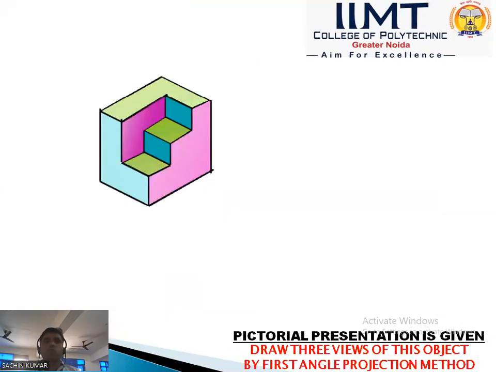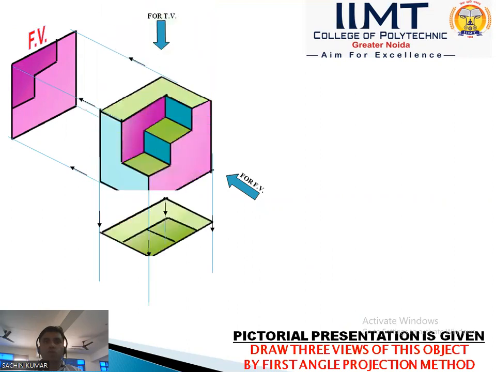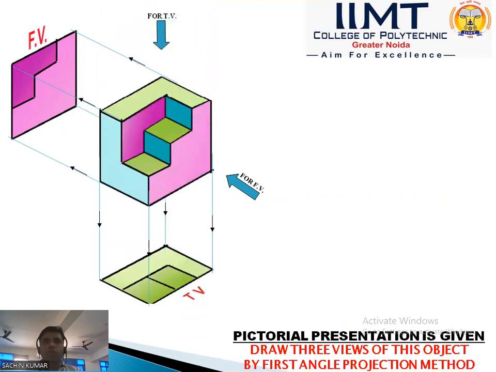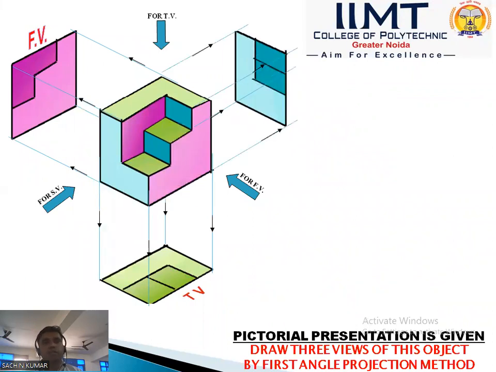That is a simple problem for the orthographic projection. First, the front view goes to the vertical plane. Then the top view goes to the horizontal plane. And the side view always goes to the profile plane. These three planes, the horizontal plane, vertical plane and profile plane, are perpendicular to each other. That is the orthographic projection.